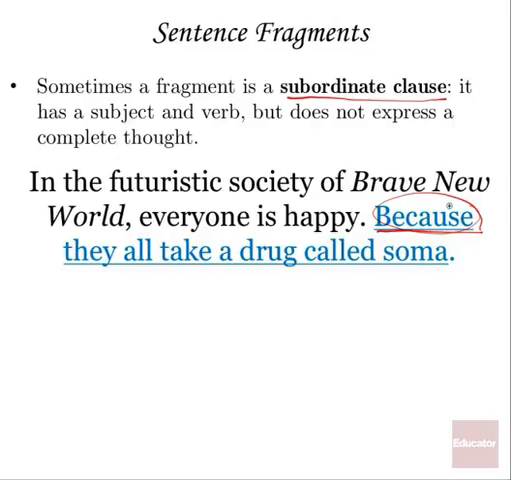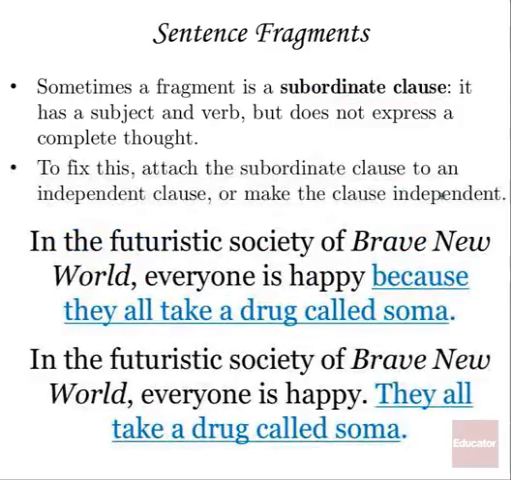Now, they all take a drug called soma by itself could be a sentence. It has a subject, they, and a predicate, take a drug called soma. But because we've got because right there, it depends on something else, and it can't sit by itself. So, how do you fix that? Well, to fix this, you attach the subordinate clause to an independent clause, or you make the clause independent. What does that actually mean?